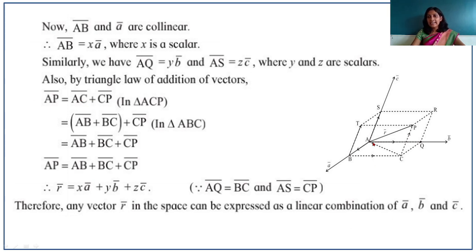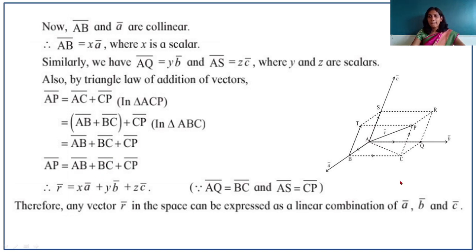But what is in triangle ABC? Look here, in this triangle, AC bar is equal to AB bar plus BC bar. So in place of AC bar, we write here AB bar plus BC bar. So AP bar is equal to AB bar plus BC bar plus CP bar. And what is AB bar? AB bar is XA bar.